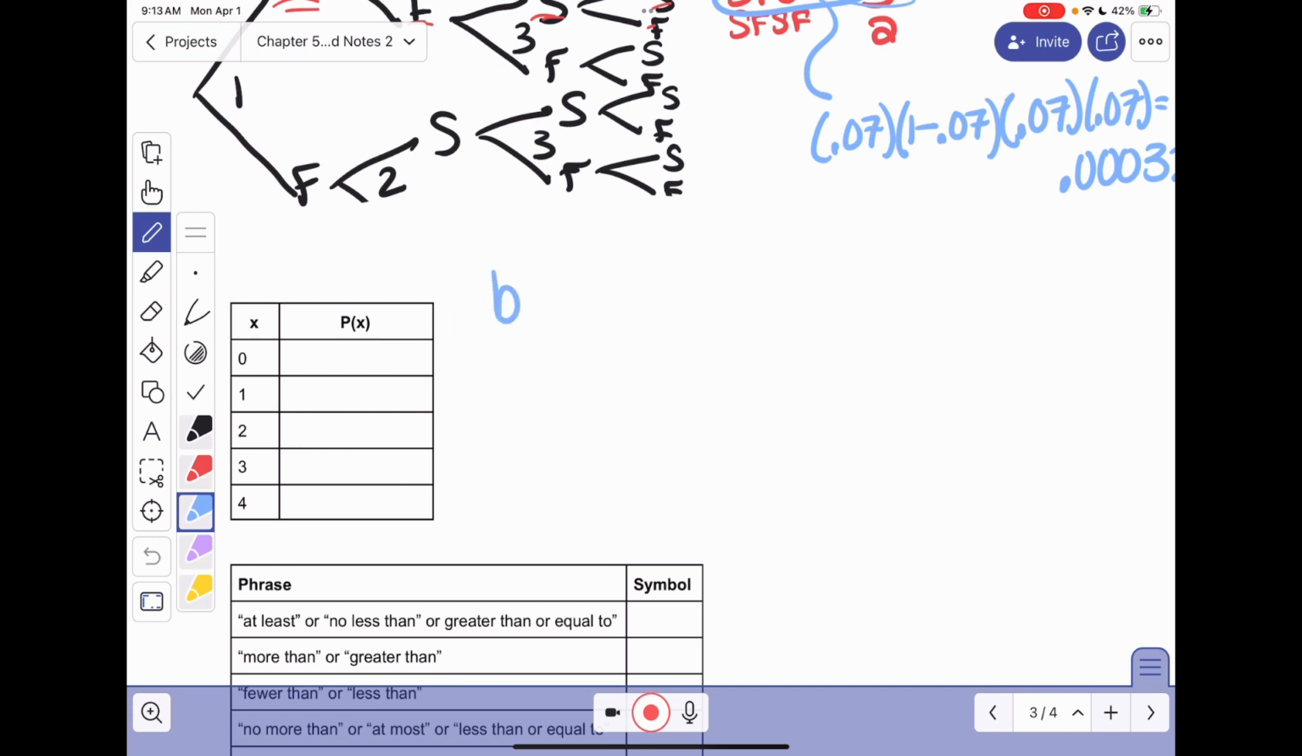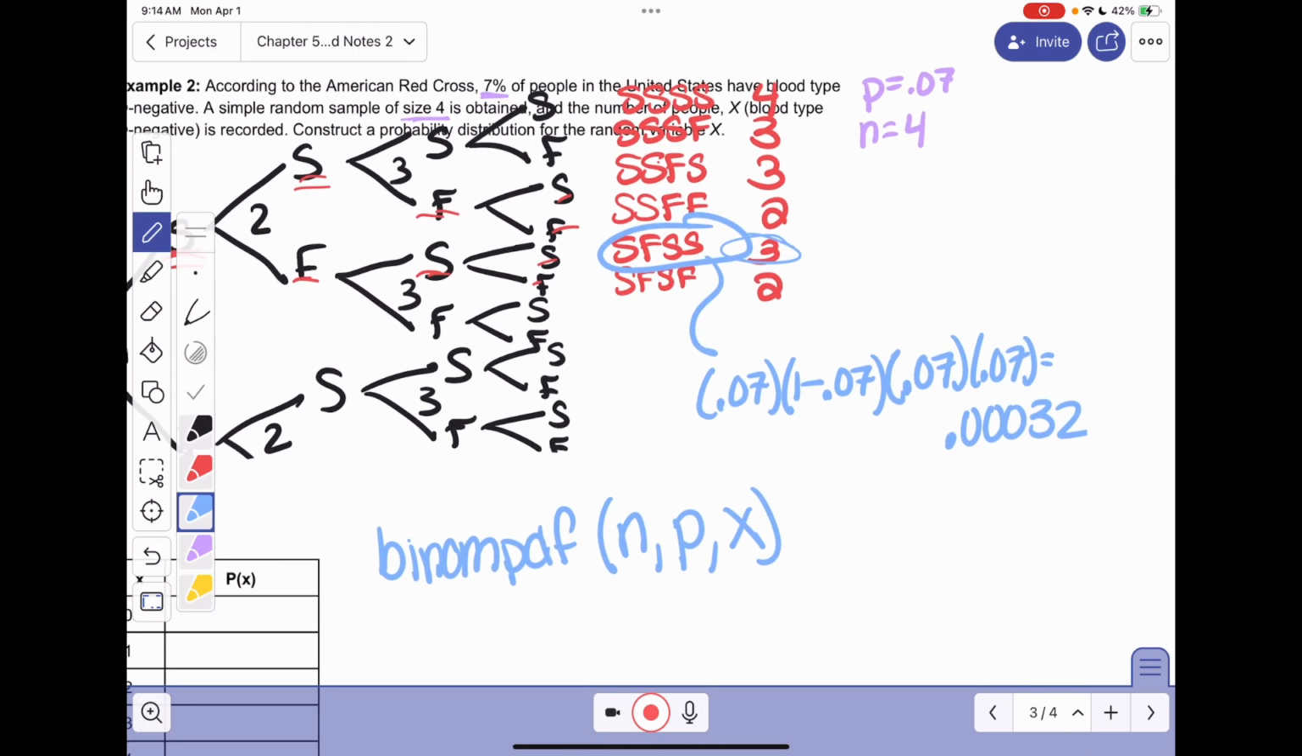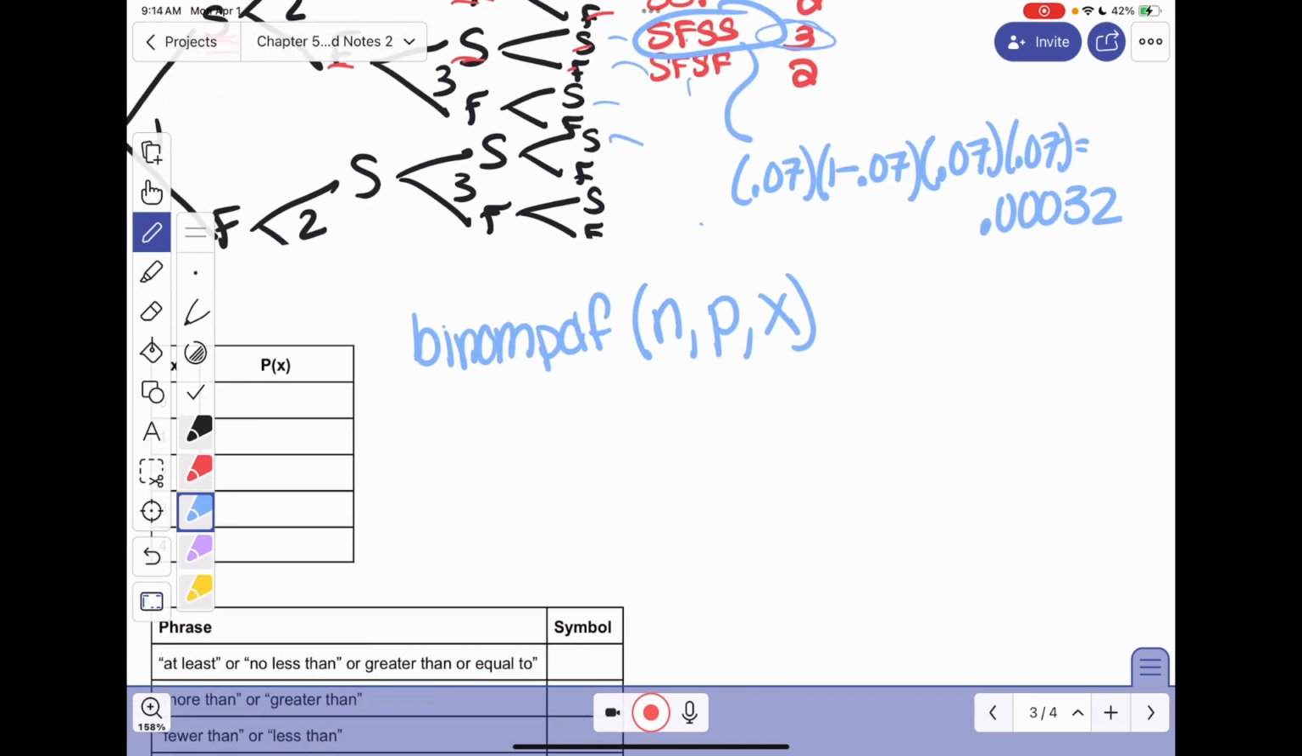There's an option, binomial probability distribution function, or binom PDF, where you tell the calculator the number of trials, the probability of each trial, and the number of successes, and it'll give you the probability. It'll do all this math where it finds all of these possibilities, finds the probability of each one, and then adds all the ones that go together.